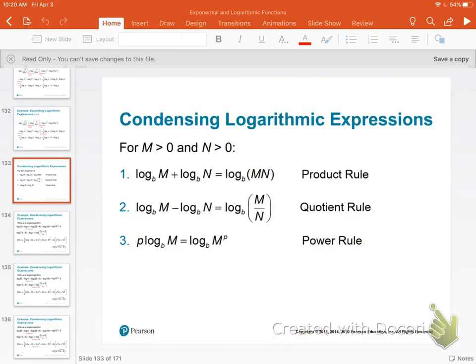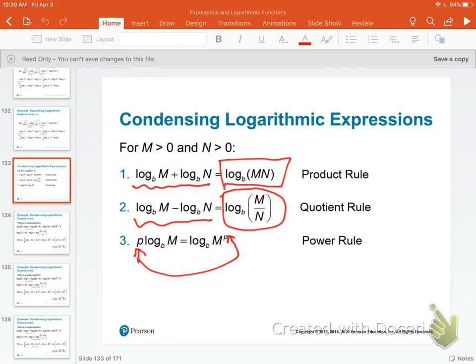Sometimes we also use the backward direction of these three rules. If you are given a sum of two logs, we know it is the product, mn. If you are given a subtraction, we know it is the quotient, m over n. If you have a p in front of the log, you put it on the shoulder of m to make a power, m to the p power. So it's the backward of the same rule.